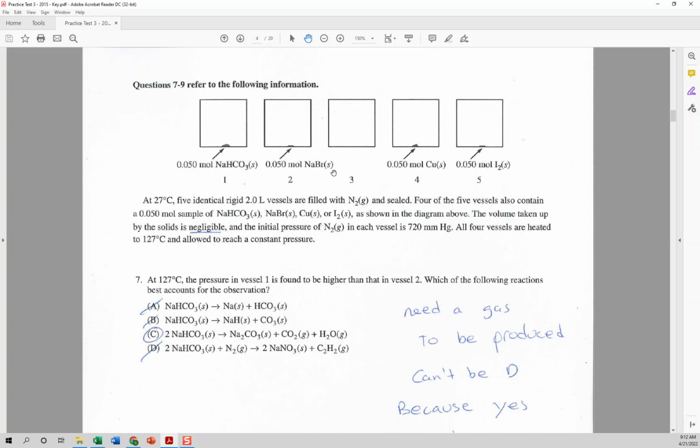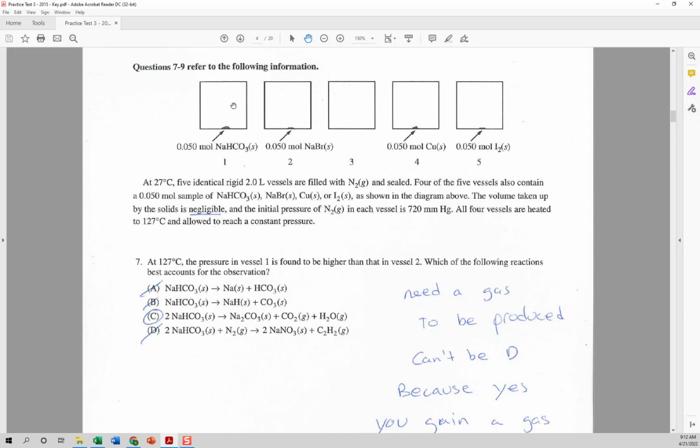All right, so we got 5 identical containers, so that means equal volume. You know, think about it. If you have more moles of gas, you're going to have higher pressure, that kind of thing. So it says each of these vessels are filled with N2 gas, okay, at 25 degrees Celsius. And so notice vessel number 3 doesn't have anything else. This is just going to have N2 gas in it. We have copper, we have iodine, we have sodium bromide, and we got sodium bicarbonate.